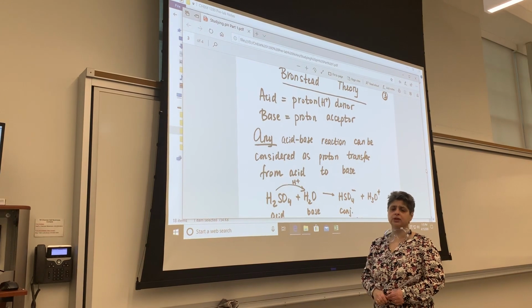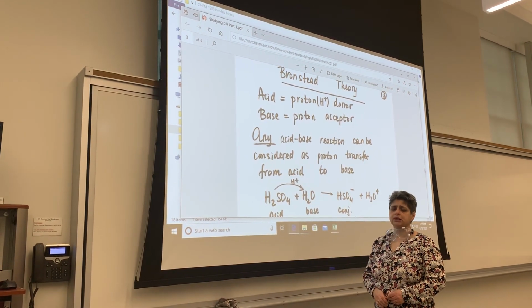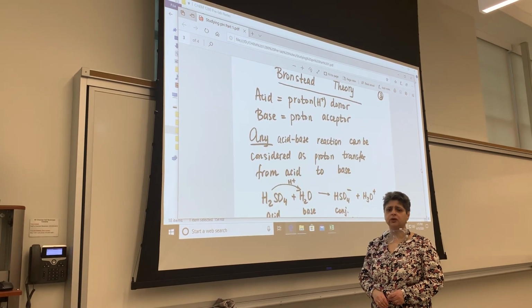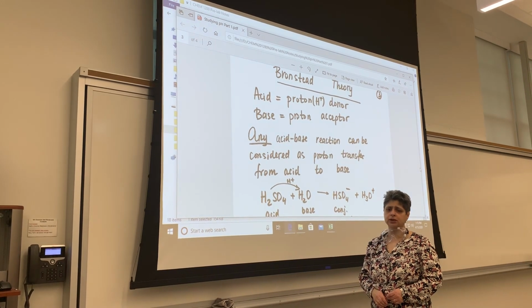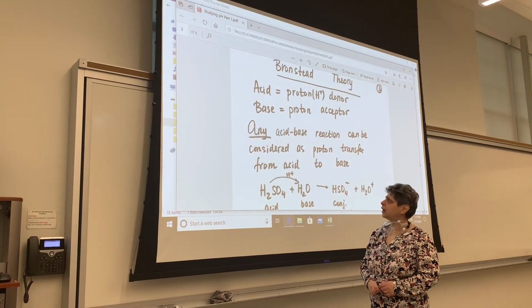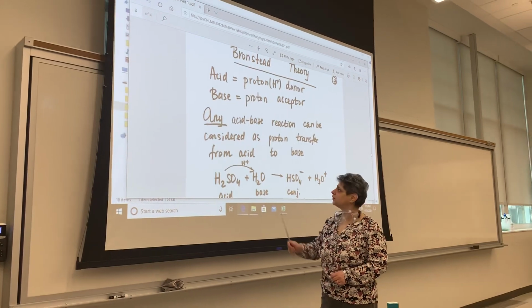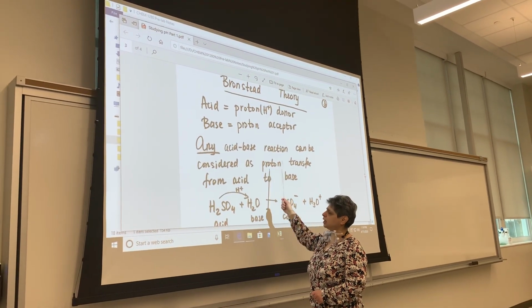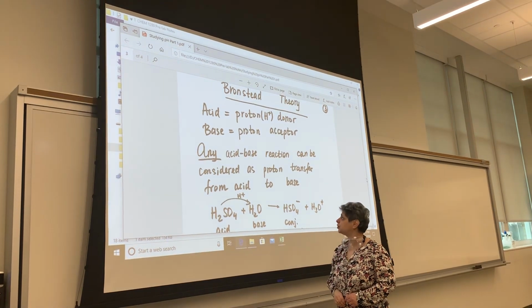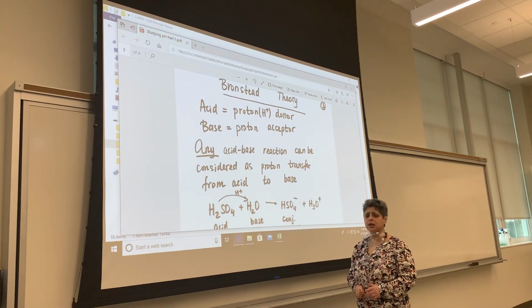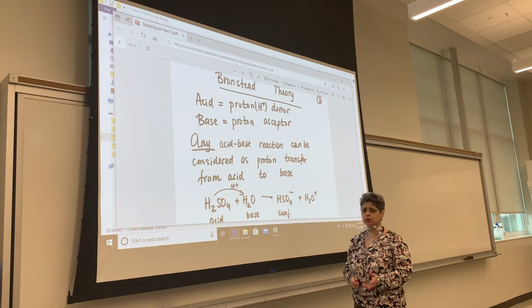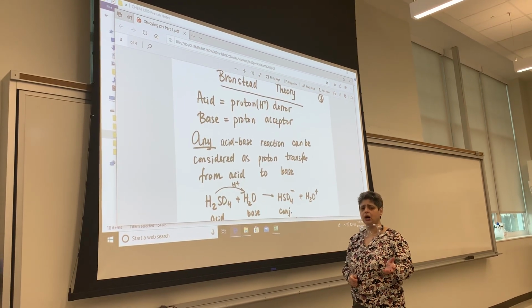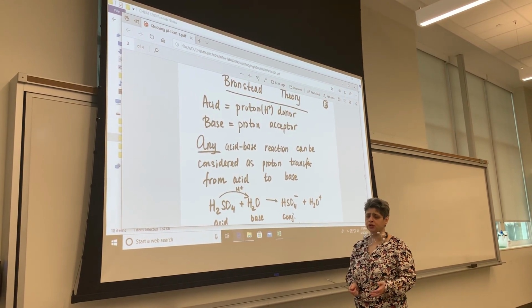Why is that relevant and why is it so important? Well, sometimes students have difficulty writing equations for acid-base reactions, but that task can be significantly simplified by simply remembering that any acid-base reaction can be considered proton transfer from acid to base. So when looking at potential reactants, all you have to do is figure out which way the proton will travel.